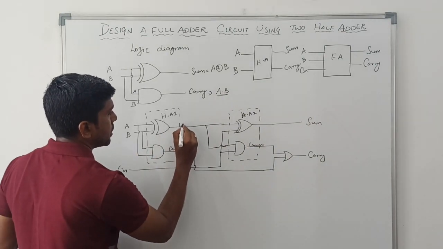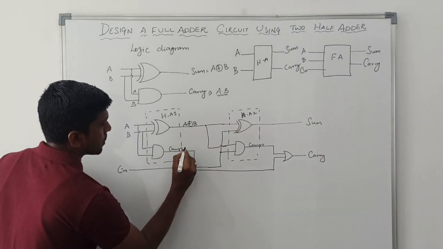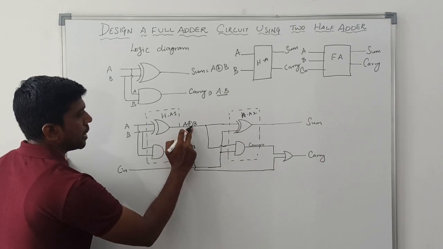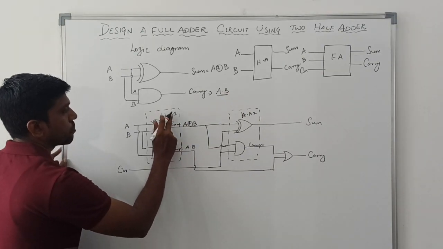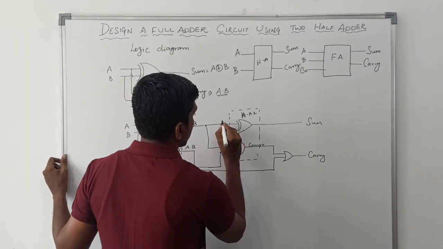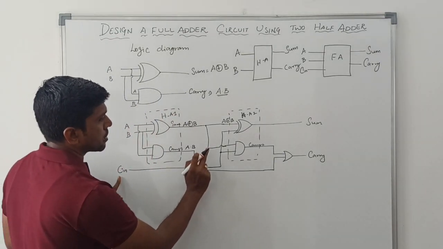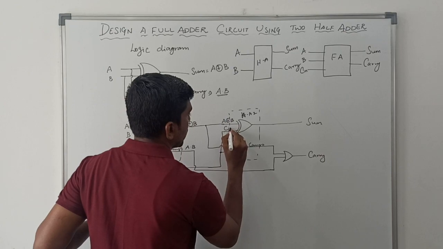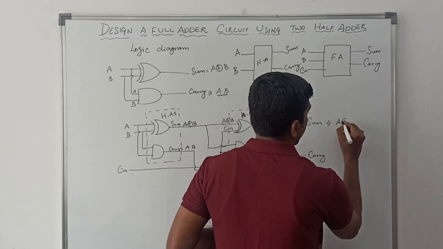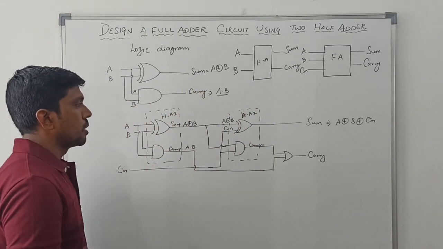The output of the XOR gate represents A XOR B, and the output of the AND gate represents A dot B. This A dot B is the carry value, and A XOR B is the sum value of the half adder circuit. This output is given to the input of the second XOR gate, A XOR B, and the other input is C in. So C in is connected to the second input of the XOR. The output of this XOR gate is A XOR B XOR C in, which is the output of sum.